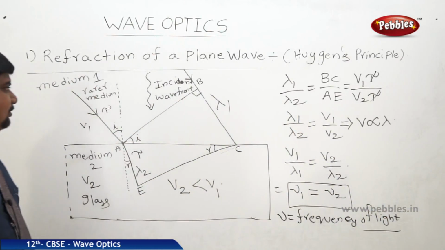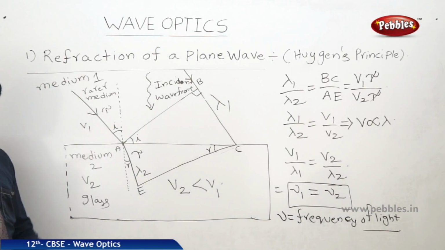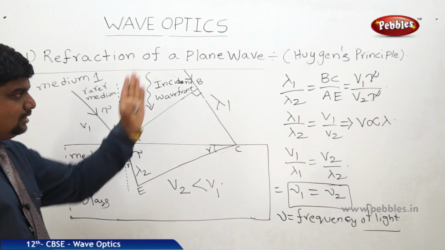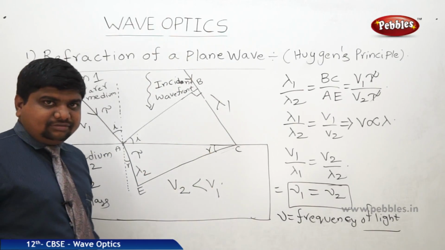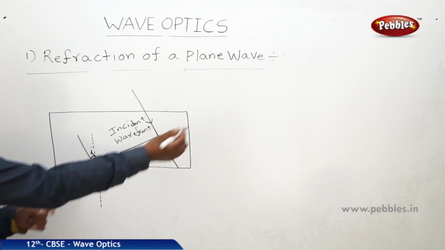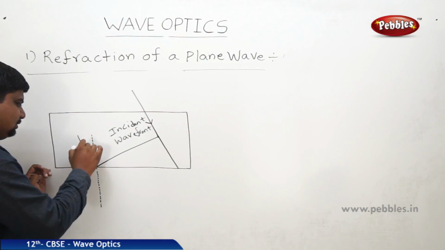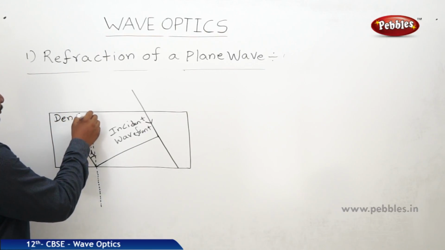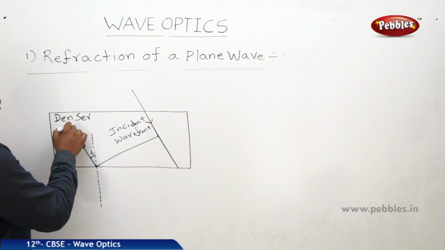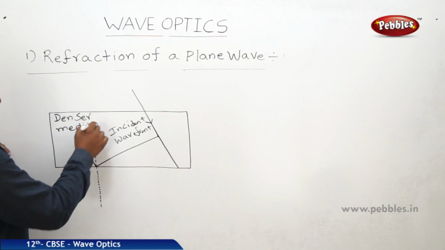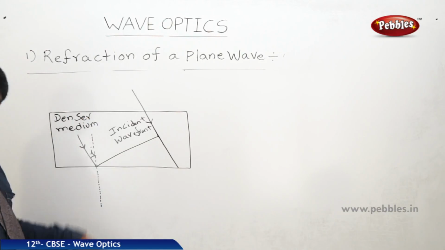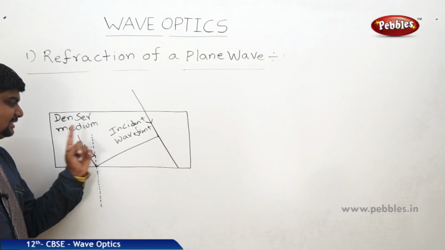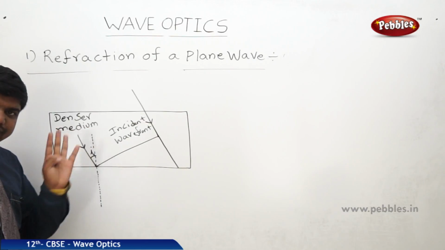This is a light wave traveling from a rarer medium to a denser medium. Suppose a light ray travels from a denser medium to a rarer medium, what is the calculation? We will see now. So in this case, yes, this is the incident wavefront, and this is the denser medium. This case is exactly opposite in direction to the first one. In the first one, rarer to denser is the propagation of light. Here it is the denser medium, which means the wave is propagating from denser to rarer.